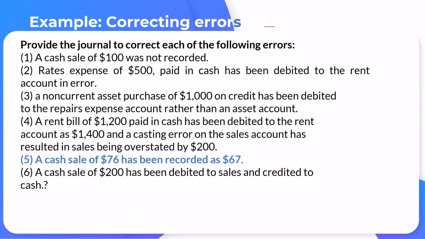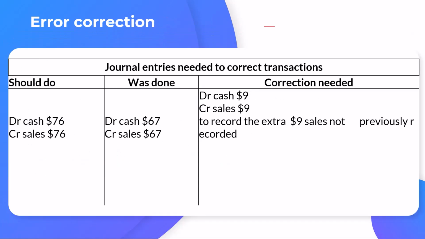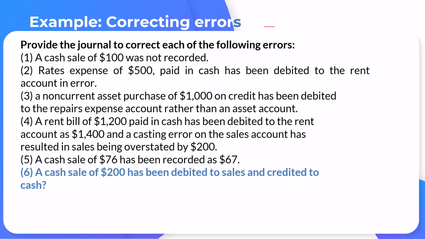The next one is that a cash sale of 76 has been recorded as 67. So in that case, we're supposed to debit cash 76 and credit sales 76. However, we debited cash 67 and credited sales 67, so we need to top up the extra by debiting cash with 9 and crediting sales with 9 in order to record the correct amount.